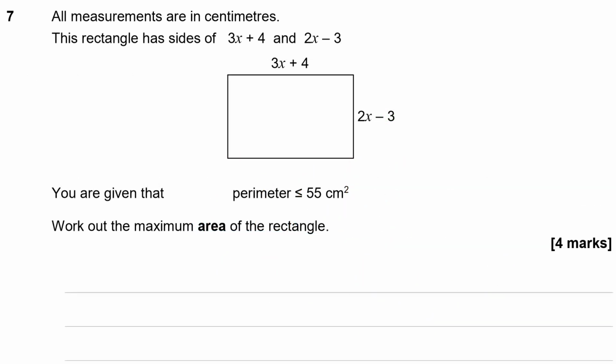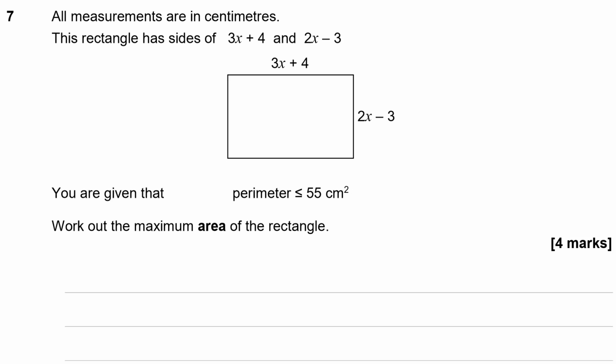Question 7. All measurements are in centimetres. This rectangle has sides of 3x plus 4 and 2x minus 3. And you're given that the perimeter is less than or equal to 55 centimetres. Work out the maximum area of the rectangle.